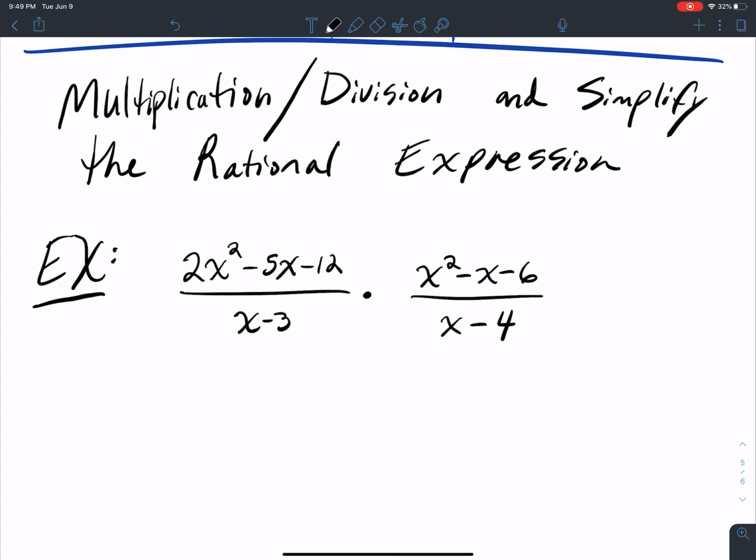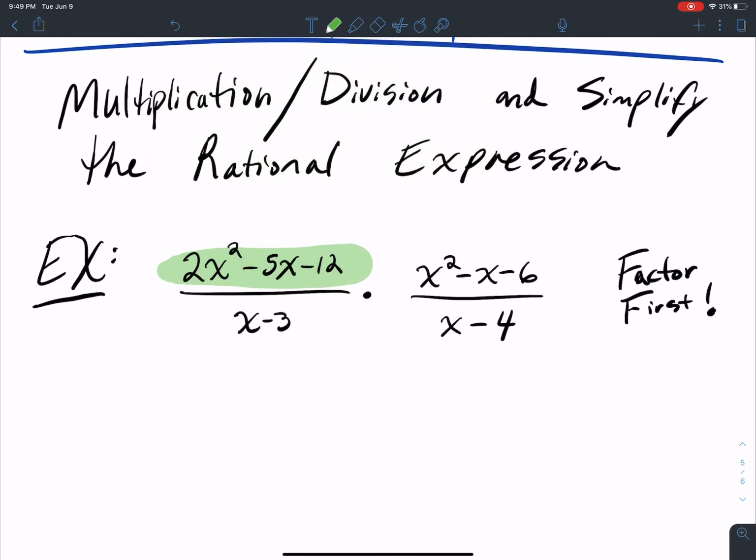In this video, we're going to do multiplication and then division, and we're going to simplify each rational expression. So the first thing I want you to do with these problems is factor. Factor first. Okay? Factor first, and I promise you your life will be way better.